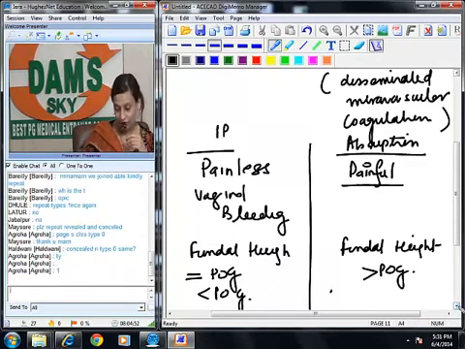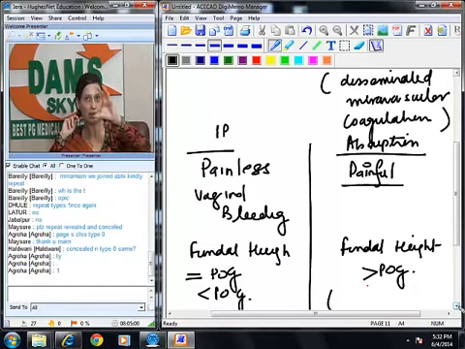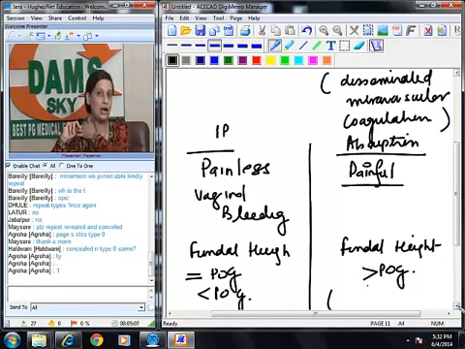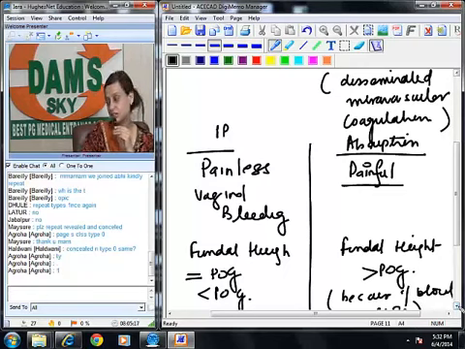Now why is the fundal height more than the period of gestation? Because inside the uterus now, along with the baby and the placenta, there are going to be blood clots. So blood clots are going to fill the uterus, and that is why the fundal height apparently appears larger than the period of gestation, right? So because of blood clots, the fundal height appears larger than the period of gestation.